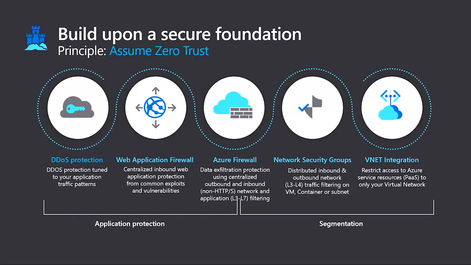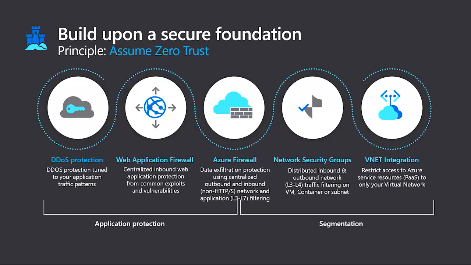Then we have NSGs, network security groups, which allow you to set up rules from a network perspective, from a traffic perspective, inbound and outbound. This is L3 and L4 layer traffic filtering against virtual machines, subnets, or containers. And our virtual network integration allows us to restrict access to Azure service resources, platform as a service, for example, to only your virtual network.